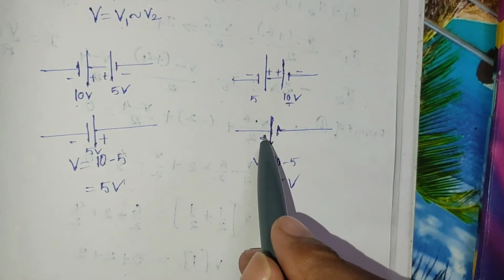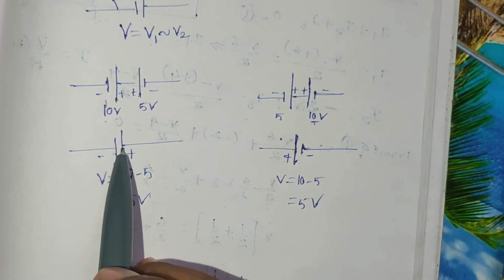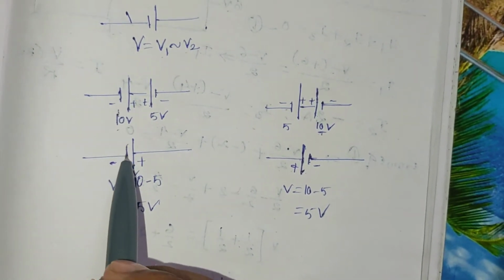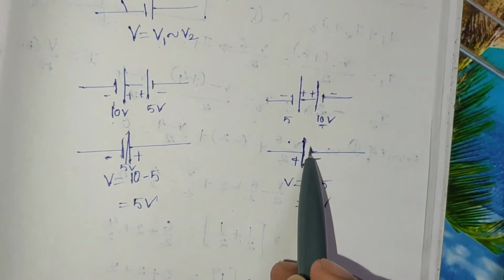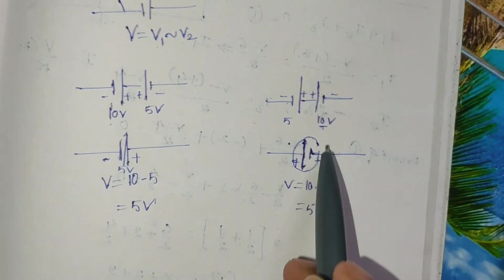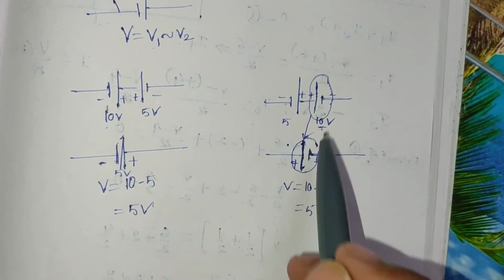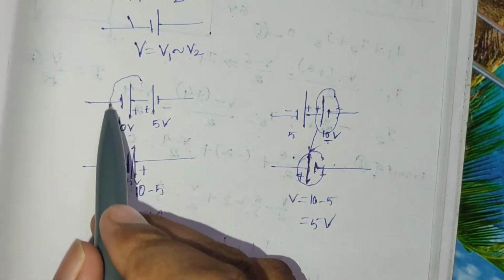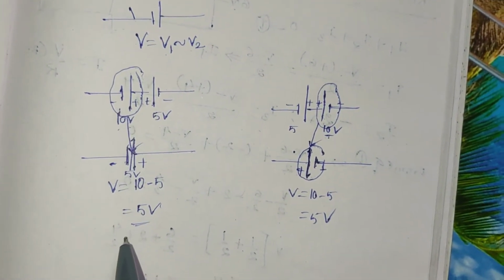Here this is plus, this is minus. In this example, we have taken the higher voltage source as minus and plus. Here you can observe this: in this example this was minus, this was plus, but in this example the first terminal is plus, the second terminal is minus. We have to take the higher potential's terminals as the overall voltage source. Here this is the higher potential, so I have replaced it with the overall voltage source. This is about voltage.